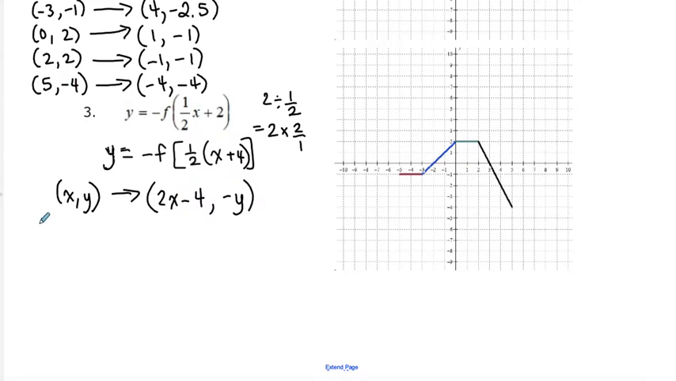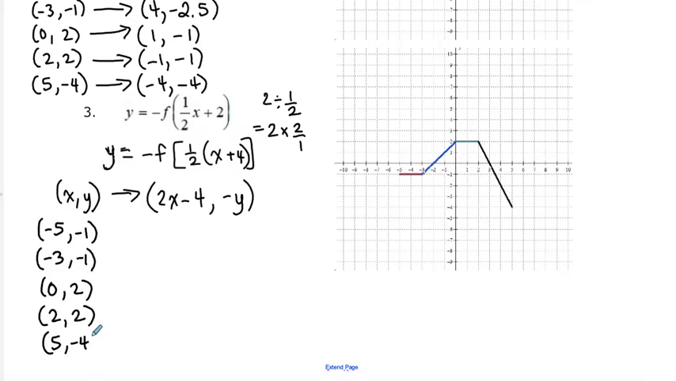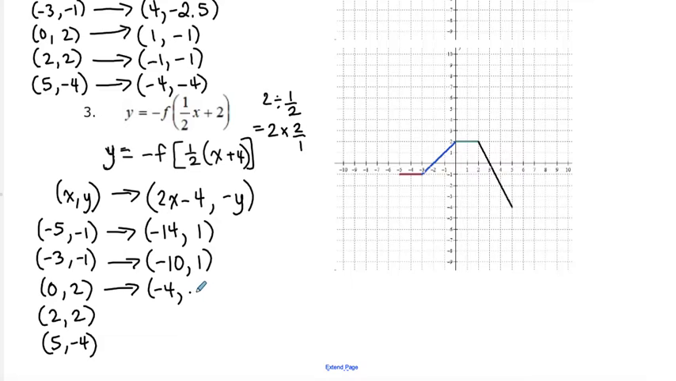So let's start with our points again. We have -5, -1. -3, -1, 0, 2, 2, 2, and 5, -4. -5 times 2 is -10. -10 take away 4 is -14. And this becomes +1. Negative 3 times 2 is negative 6. Negative 6 minus 4 is negative 10 and positive 1. 0 times 2 is 0. 0 take away 4 is negative 4. And this is negative 2.